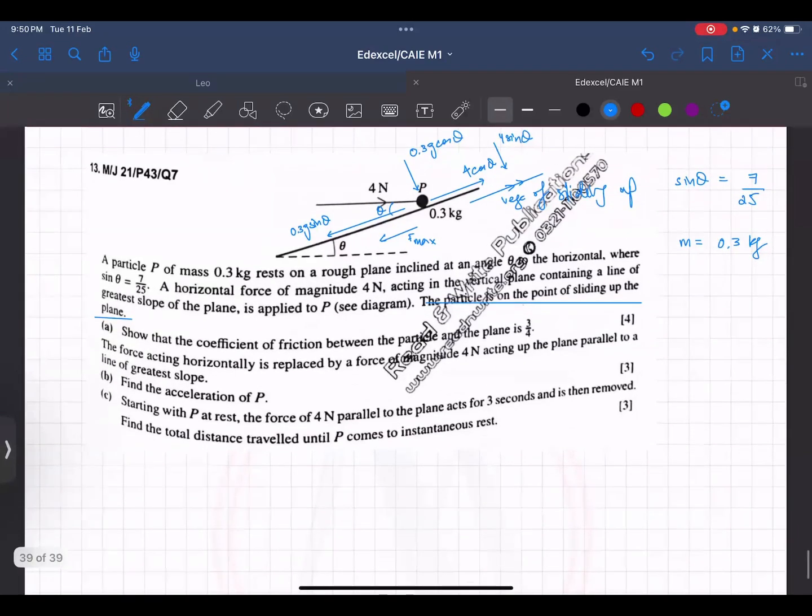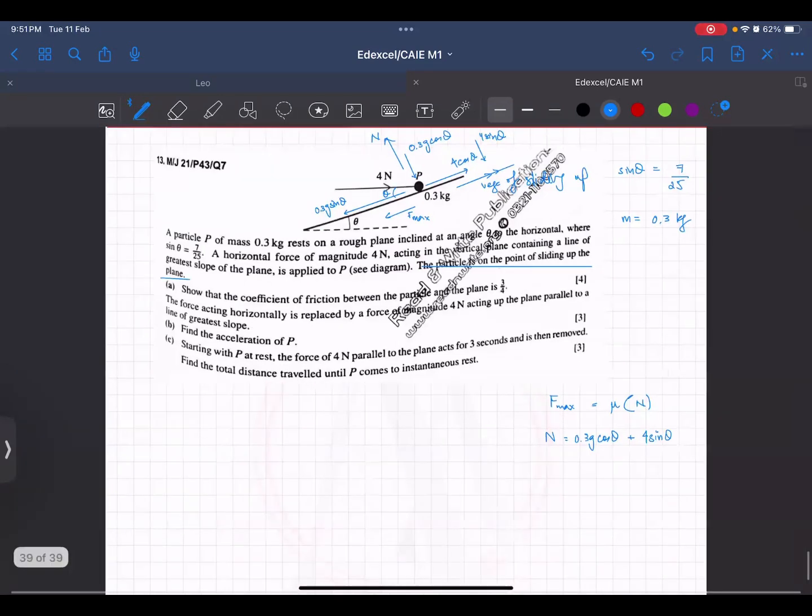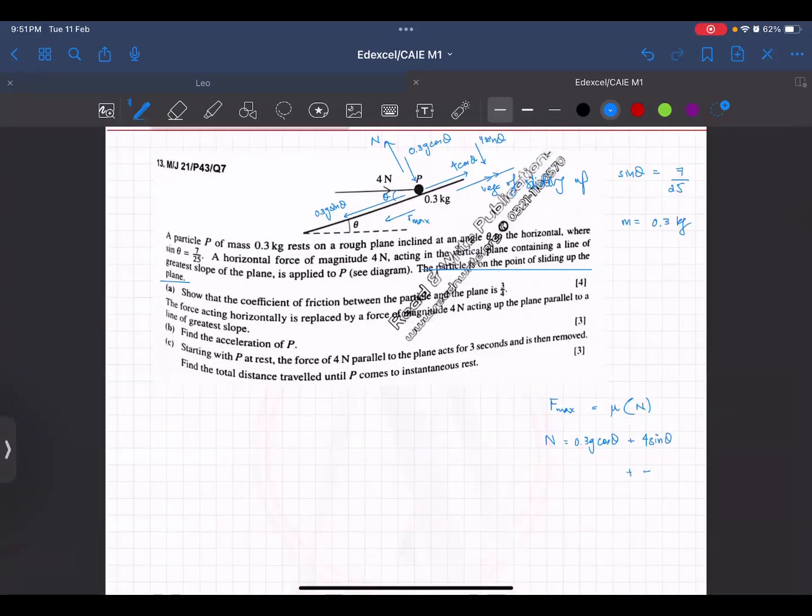So we need to find F max, the friction, which is mu R, and mu is what we are trying to find. So we will also have to find N. N is perpendicular to the plane, so N equals 0.3 g cos theta plus 4 sin theta. The sin theta value we already know is 7/25. They have given it to us.